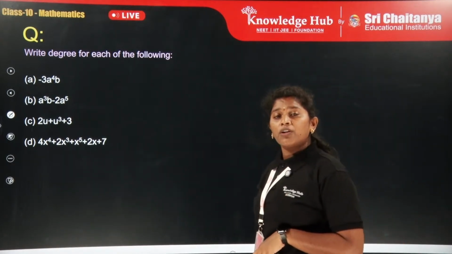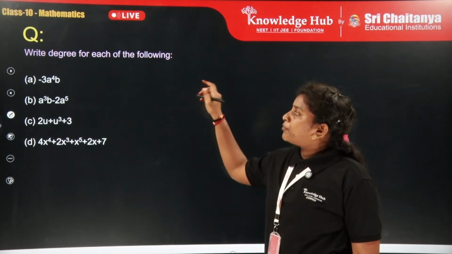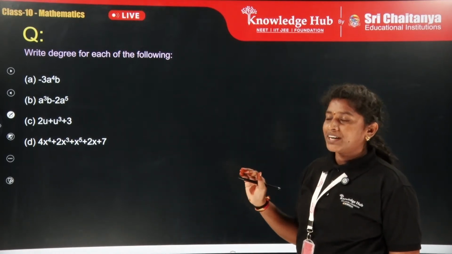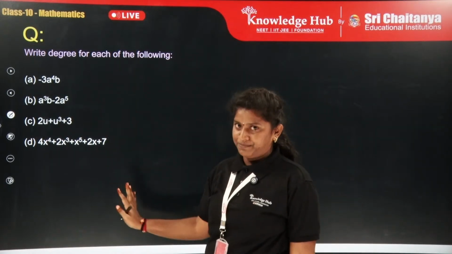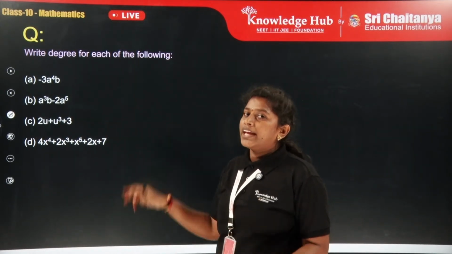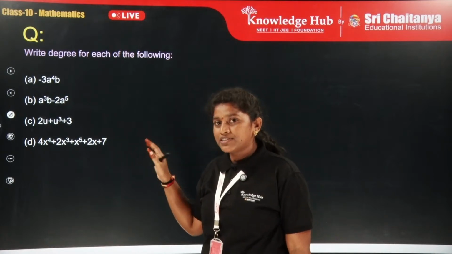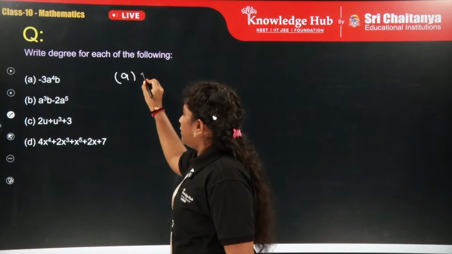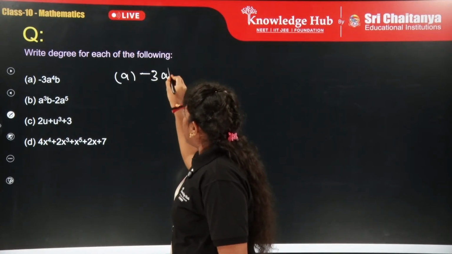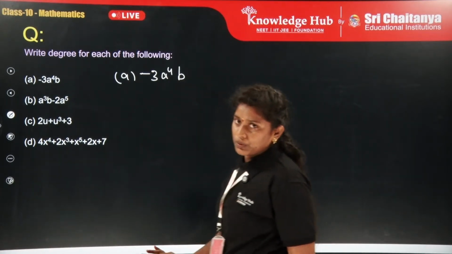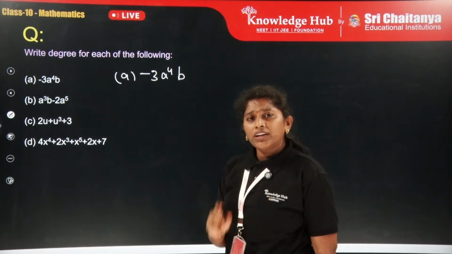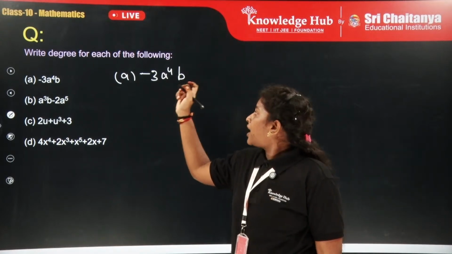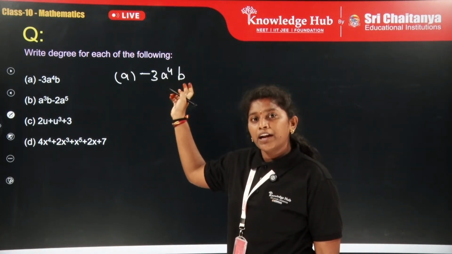So let's solve a question on the degree of a polynomial. Coming to here, write the degree for each of the following. Now you have to write the degree for A, B, C and D. Let me help you solve A and B, and you can give a try for C and D. If you consider the first one, that is A, it is minus 3 a power 4 b. I told you only one variable, which is x, but in this example we are having two variables, that is a and b.